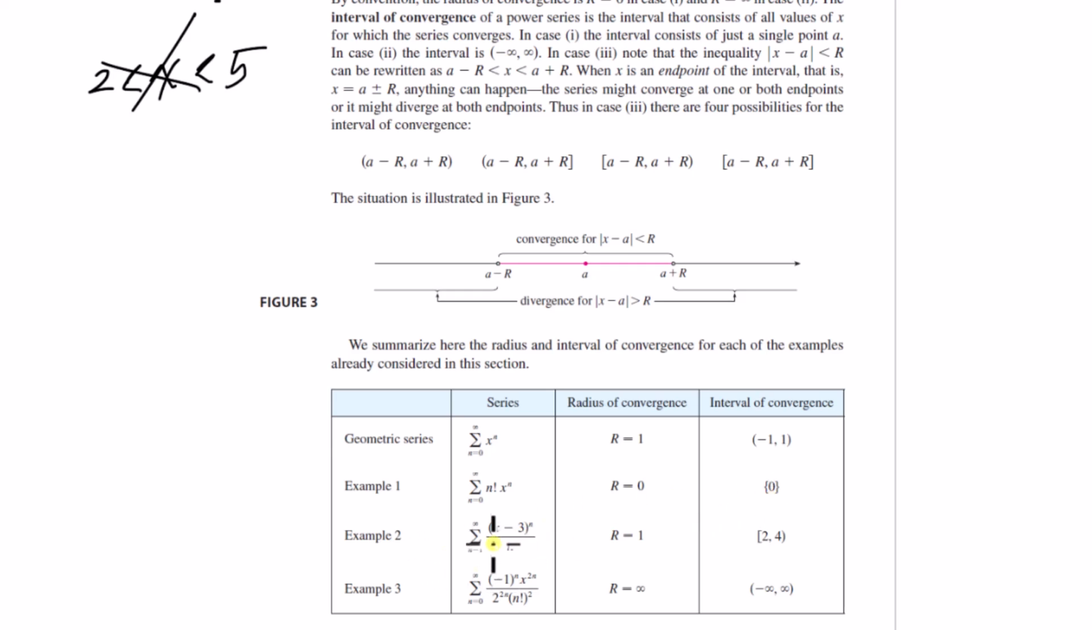Here, the center point is 3. Radius of convergence is 1. So you just go +1, -1. And then they had to manually check to see if the endpoints were convergent. Here, the radius of convergence was infinity. So you go plus infinity, minus infinity from the center point. The center point was 0. But you could still have a center point not equal to 0 and have the radius be infinity. And you just go plus infinity from the center point, minus infinity from the center point.